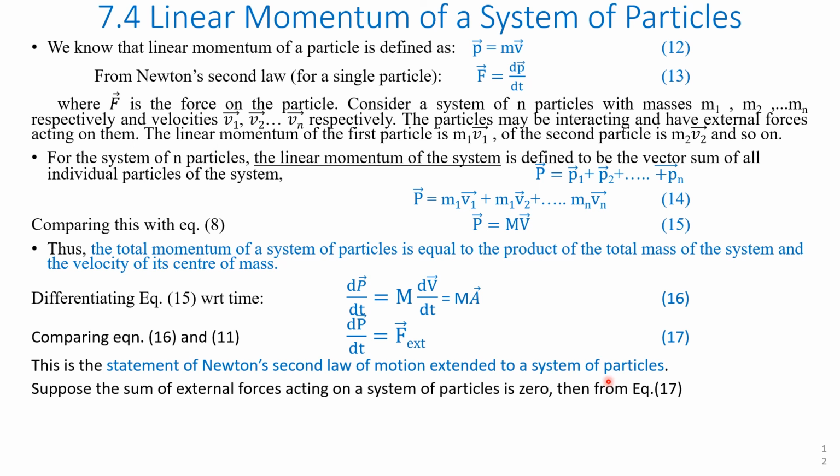Suppose the sum of the external forces acting on the system of particles is zero, then the right hand side of equation 17 becomes zero. Therefore, dP by dt will be equal to zero, which is possible only if momentum, vector capital P, equals a constant. So, the differential of a constant is zero. Let it be equation 18a.